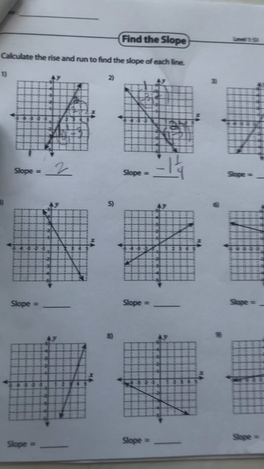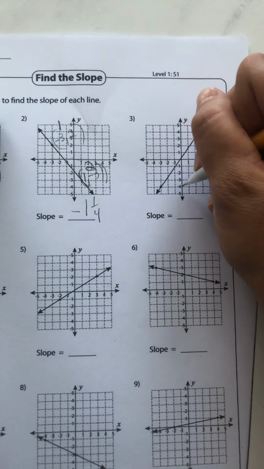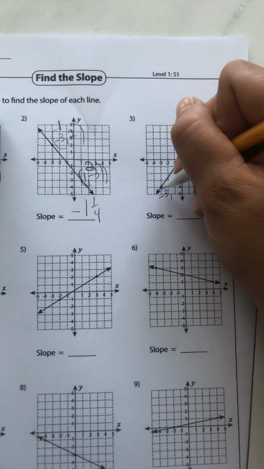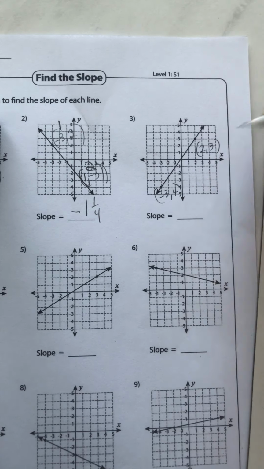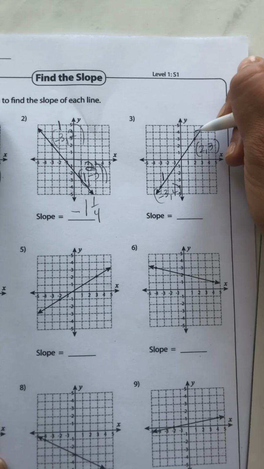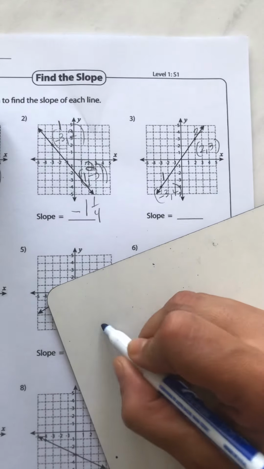All right, let's do number 3. So my points here, now again, this is a positive slope because going from left to right, it is going upward, so I know that's positive. And so I'm going to say that this point down here is negative 3, negative 4, and this point up here is 2, 3. And I'm going to say that this is point 1 and this is point 2 because it's going from left to right.